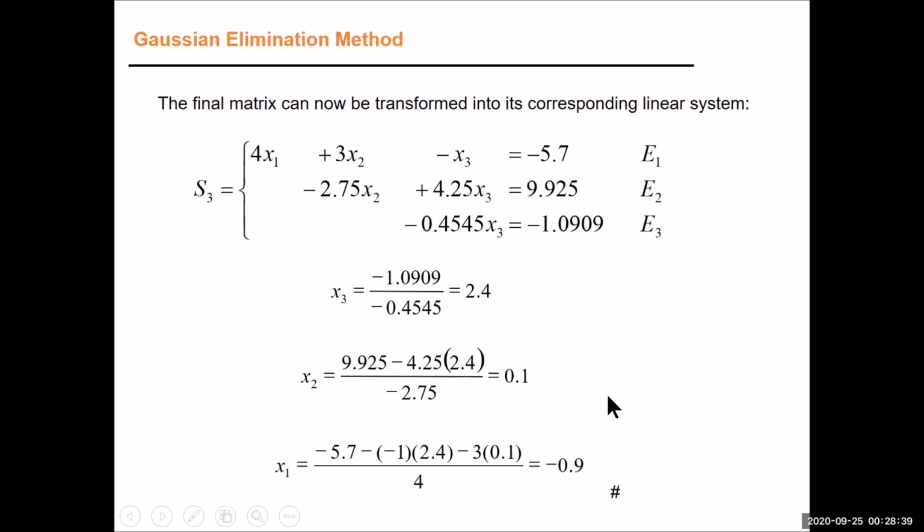Okay, right? So in fact, that's all for Gaussian elimination. The next few slides are simply more examples.